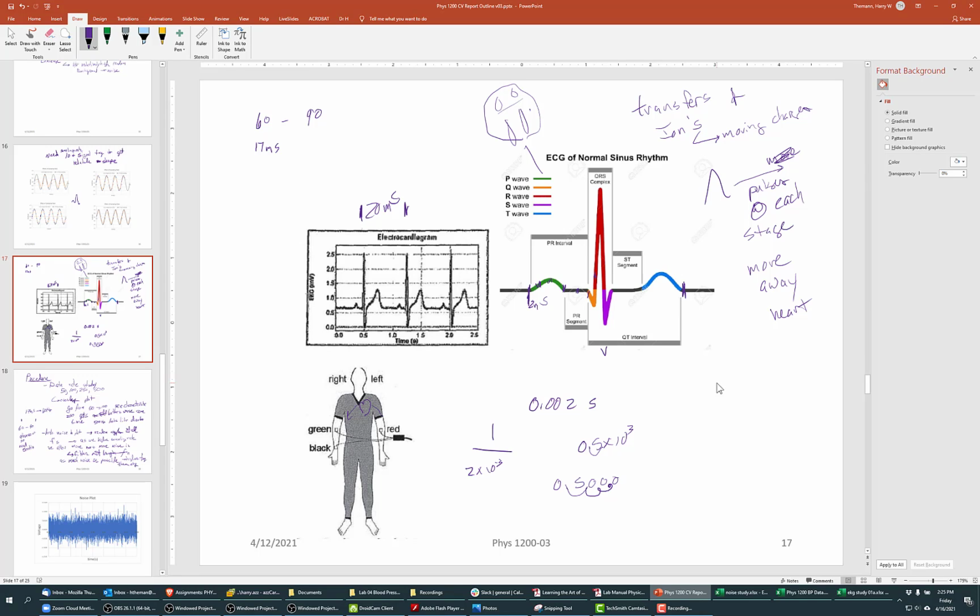So in fact I said 20 milliseconds, but we'll stick with that. So let's say there's 20 milliseconds between repeats. That means the frequency is 50 hertz. So it's a little bit slow for a heart rate, but 20 milliseconds is just so easy to work with.